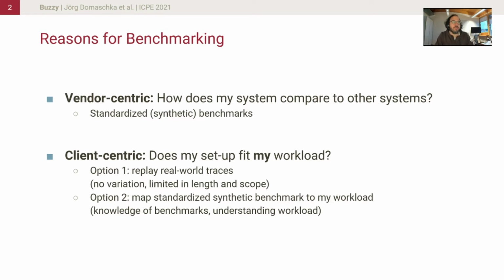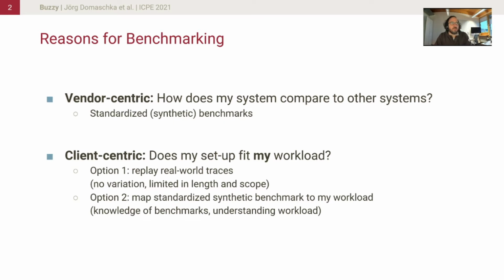And here you only have basically two options. The first option would be to replay real-world traces. That is, you would collect a trace from your production system, replay that against the system under test, tweak the configuration of the system under test, and finally find a configuration that's better suited than the previous one. The problem with real-world traces is that they're hard to get. They have no variation in the data. It's always the same trace, and they have a limited length and a limited scope usually. So you probably will not find anomalies in these traces.